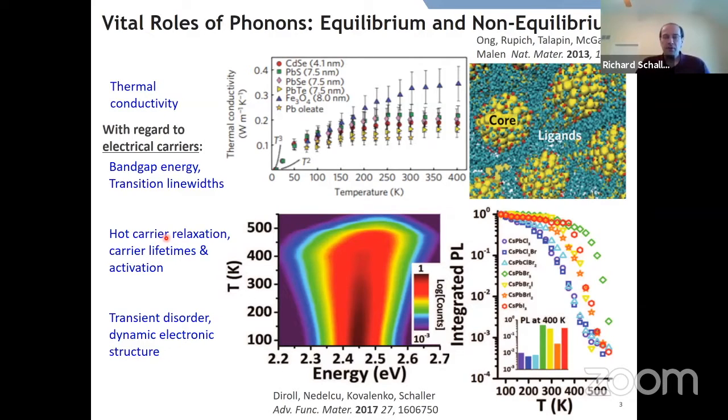If you could control electron-phonon coupling, you could design materials perhaps where the electrons stay hot for longer periods of time, which translates into higher voltage and higher redox potentials. So there's a lot of interest in trying to do that if possible.